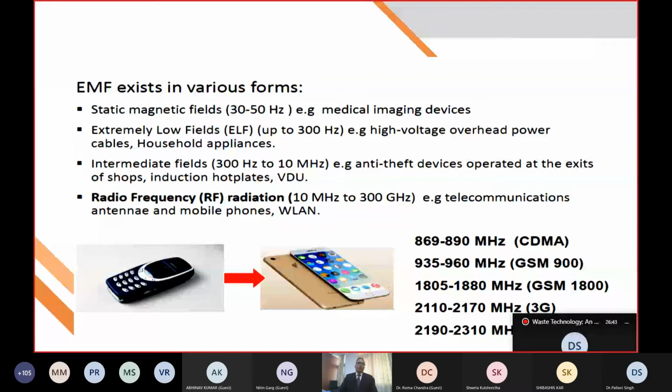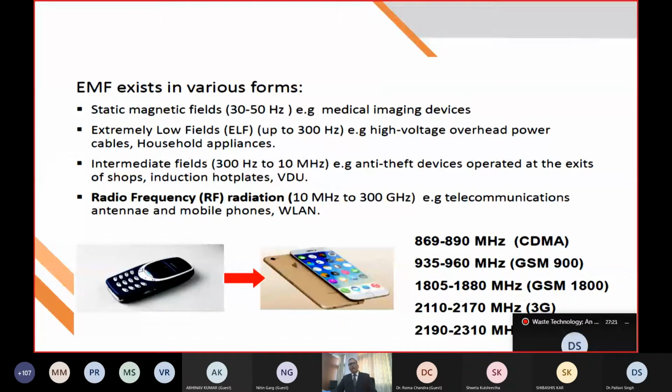Now the frequency ranges: a static magnetic field or static electric field of 30 to 50 hertz is used for medical imaging devices. There are a lot of medical diagnostic and therapeutic devices where the imagery is very important. These days robots are doing surgery, and unless you have proper imagery of the affected site, you cannot go for the surgery. So these frequencies are very important for medical imaging.